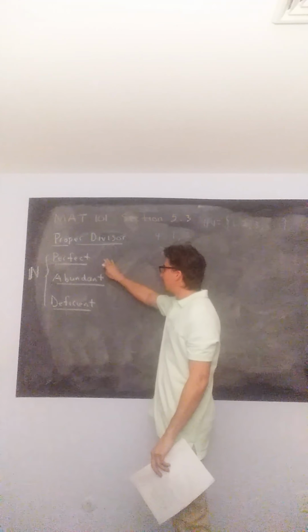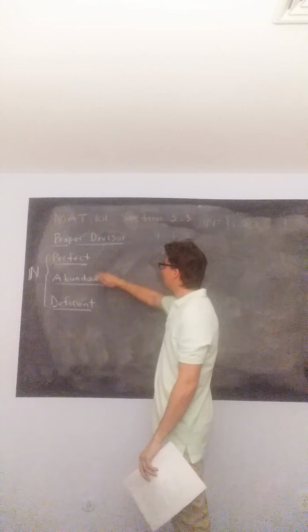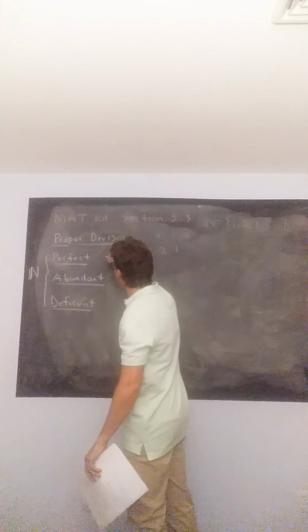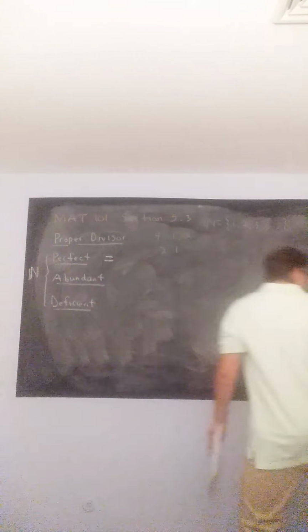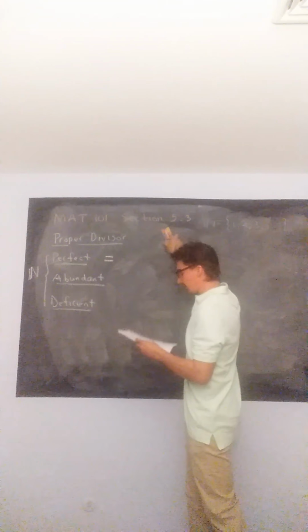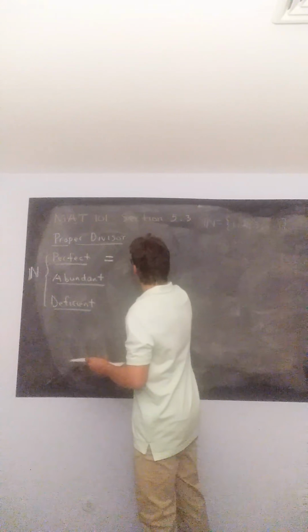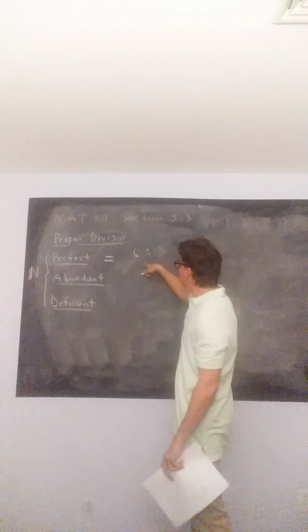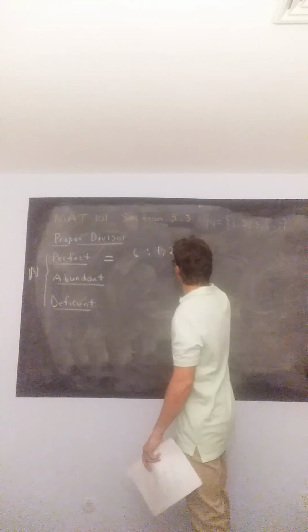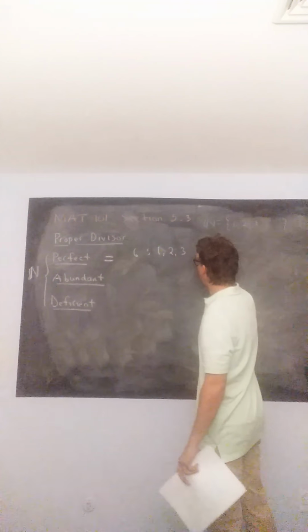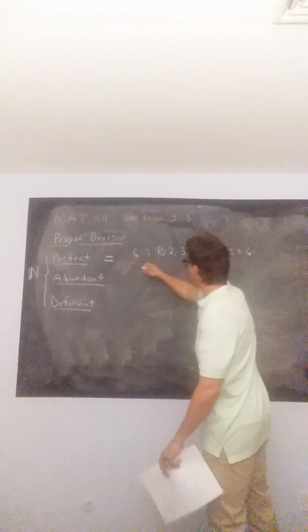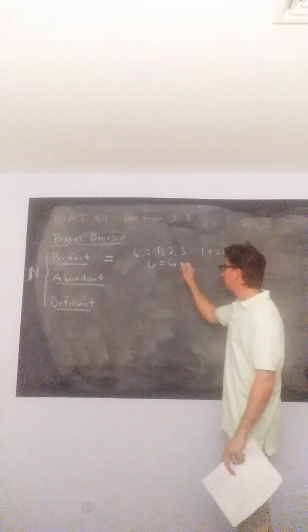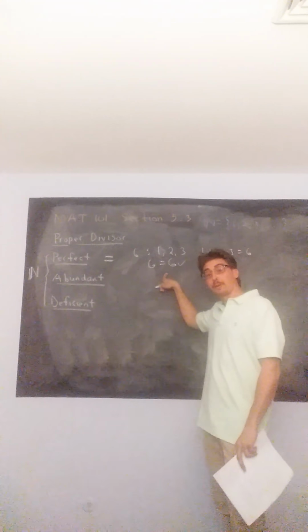So what exactly is a perfect number? Well, a perfect number is a number that is equal to the sum of its proper divisors. The example that I gave in the notes that we'll look at here is the number 6. 6 is considered a perfect number because the proper divisors of 6 are 1, 2, and 3. If we add up those proper divisors, 1 plus 2 plus 3, that gives us 6. And 6 is certainly equal to 6, so that's how we know that number is perfect.